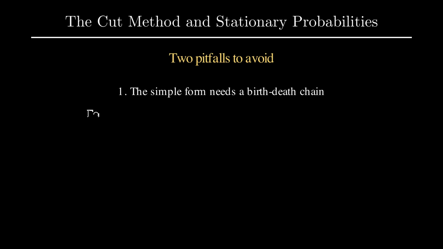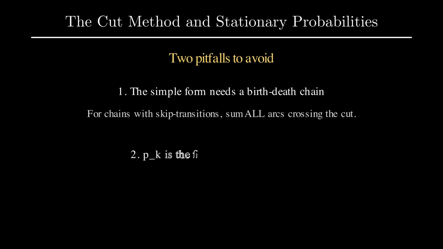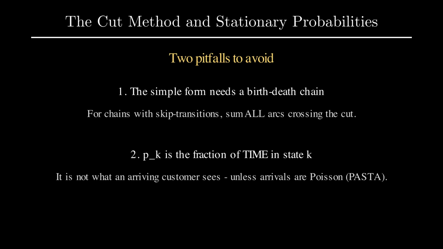Beware, the simple form lambda_k p_k equals mu_{k+1} p_{k+1} relies on the chain being birth-death. If arcs can skip states, sum every arc crossing the cut. And remember, p_k is the fraction of time the system contains k customers, not what an arriving customer observes, except under Poisson arrivals where the PASTA property bridges the two.